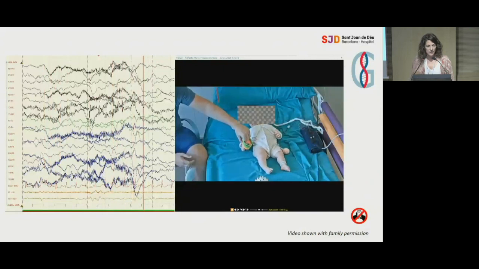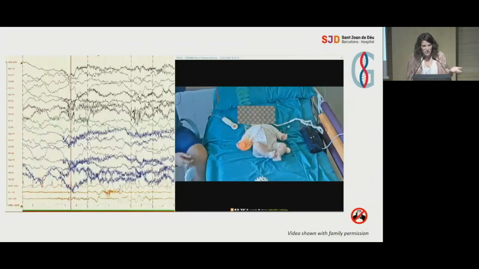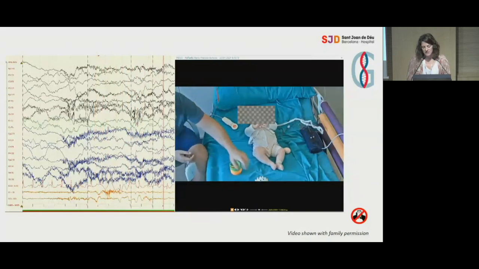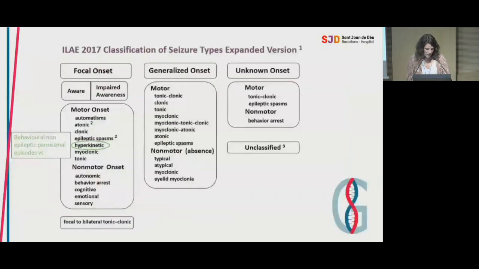Well, this is a really atypical laugh. This is not normal. Nothing is happening to make her laugh, and this is really different from when this little girl laughed because she was enjoying something, or she was having fun. So these seizures are really easy to recognize for you families that know your children.